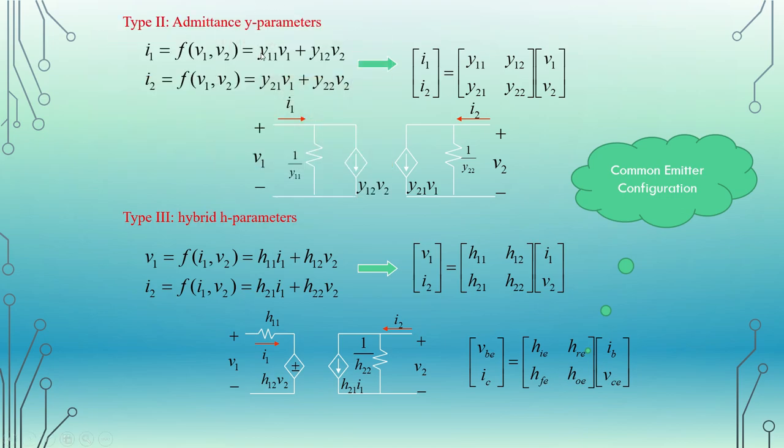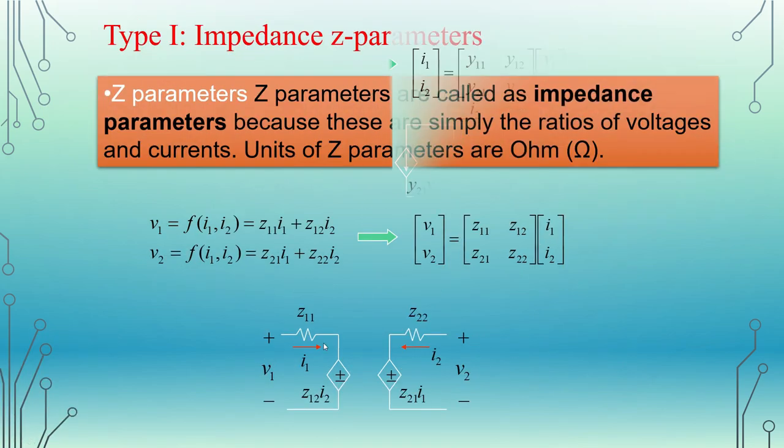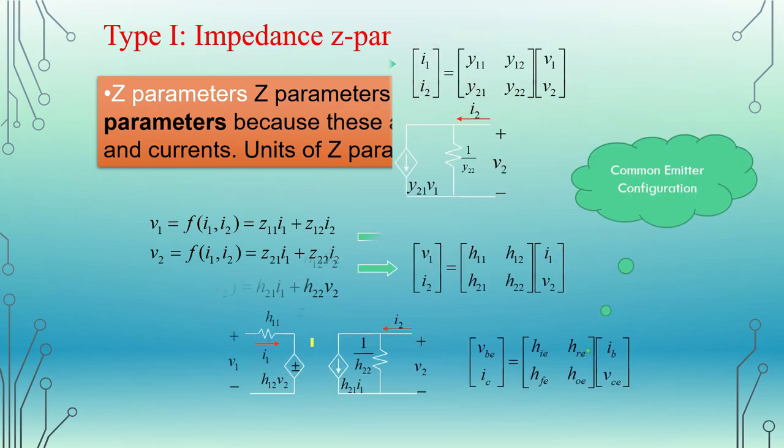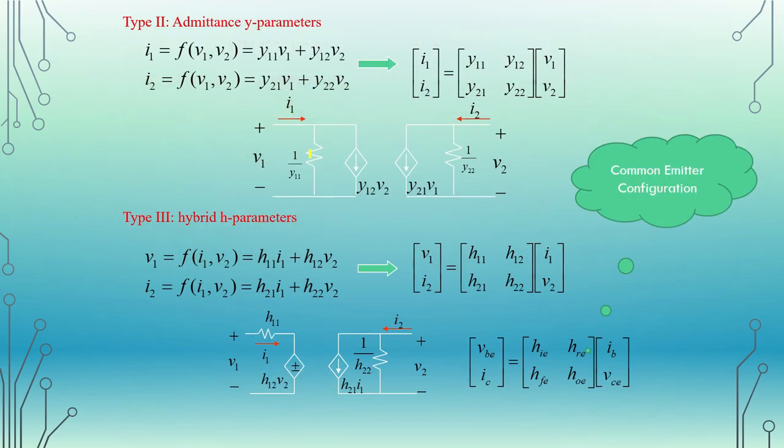Y parameters are represented by Z. The only difference is that in place of Z we are using Y here, and let us discuss what the other differences are. Here it is in series. Here the admittance is in parallel, always 1 by Y. It is in parallel with the input source and the output source, and in the same way we can formulate the expression.